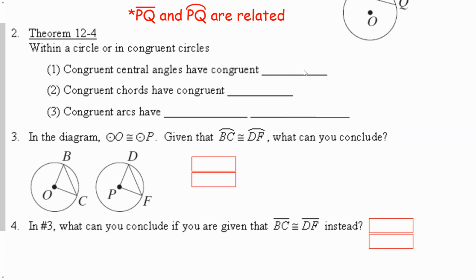Now, within a circle or in congruent circles, it could be either case. If we have congruent central angles, they have congruent chords. Once you have congruent chords, you can say you have congruent arcs. And then congruent arcs come all the way back around to having congruent central angles. So there's three things basically that you can say are congruent in the same circle or in congruent circles. It just depends on what you're given really as to what you'd be able to tell after that.